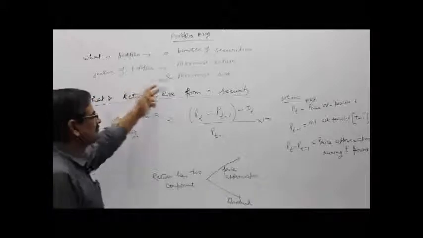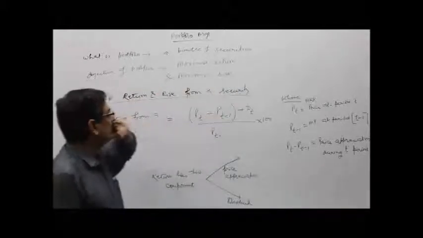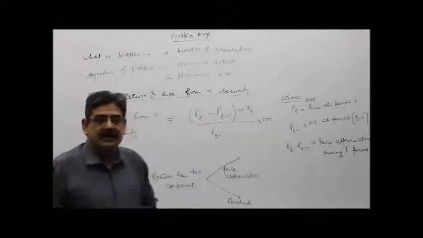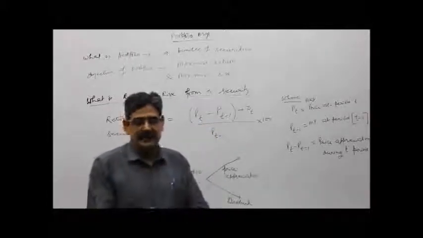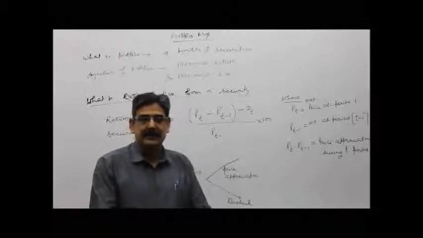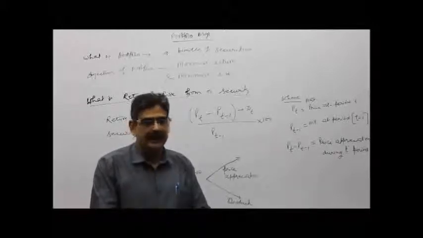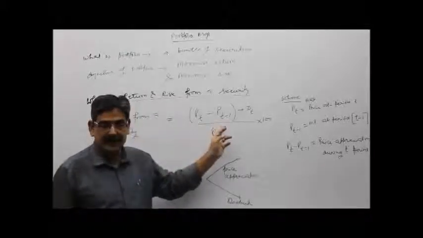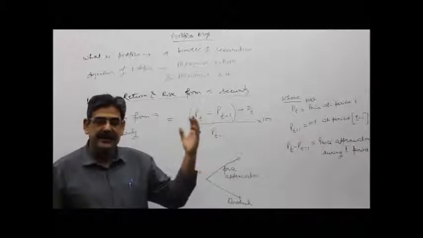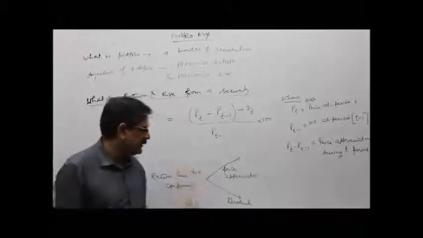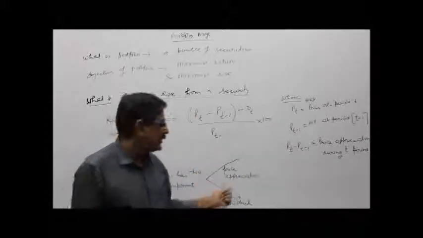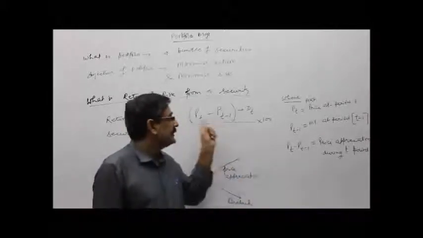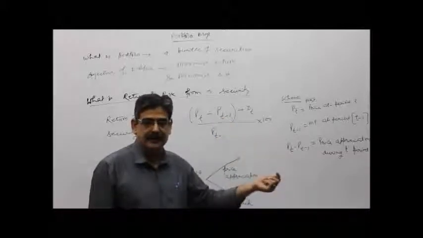So what is return and risk from a security? Return. Friends, the return computation in finance is a little different from the computation of return in accounting and other subjects. Here, price appreciation of the security, the market price appreciation, is also a part of return. As I clearly mentioned, the return has two components. One is the market price appreciation and another is dividend.